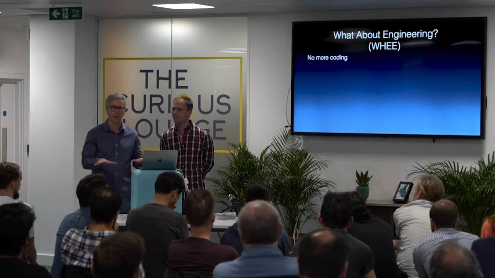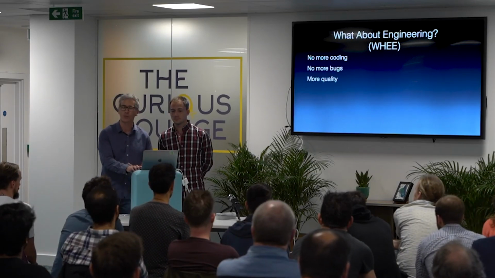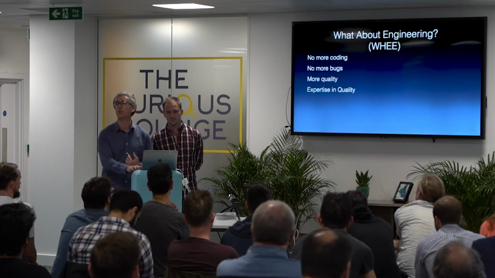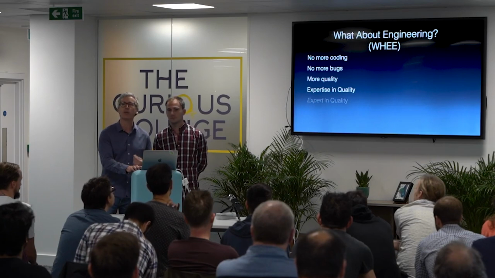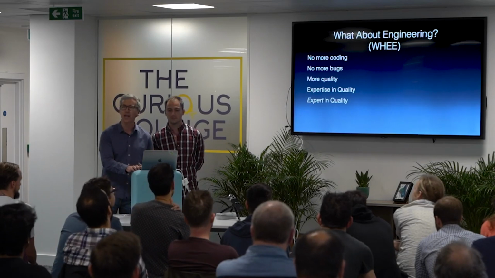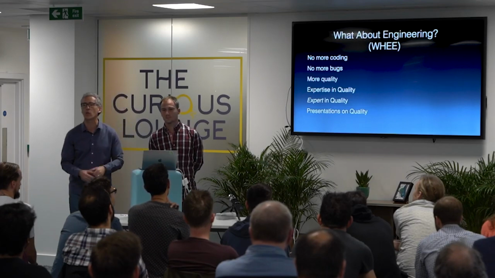So for everybody that's an engineer in the audience, I'm sure you're wondering the other part. Well, what about engineering? So if you're talking about eliminating engineers from organizations, then what's going to happen to you? Right? So we'd like to point out that, well, you're not doing any more coding, which means you're not creating more bugs, which means that you are single-handedly creating more quality in the product of your company, which means you're developing expertise in quality, which means that you have now become an expert in quality, which means that now you too can give presentations on quality just like this one. And now we have time for Q&A.